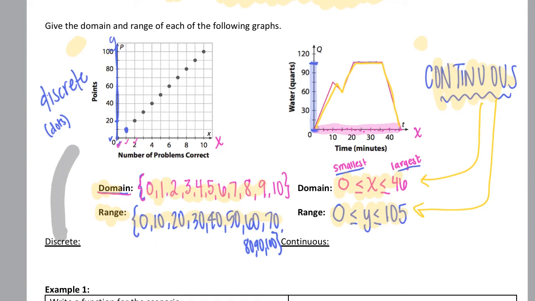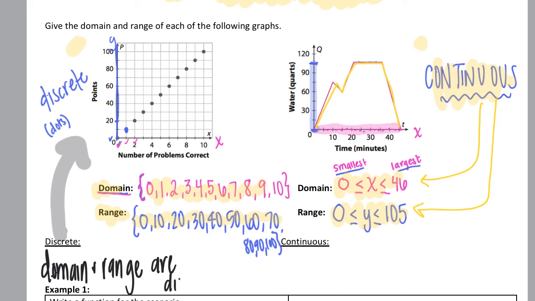So a discrete graph, remember, looks like a bunch of points, and the domain and range are distinct values. In other words, we just list them out. You need to write list in here to help you remember that.